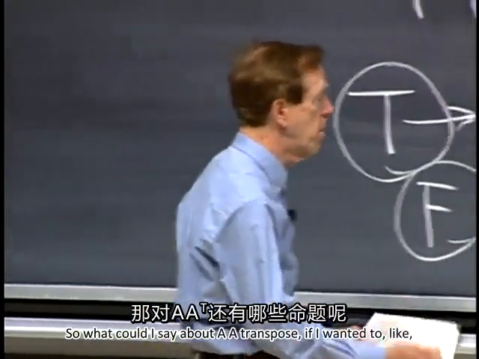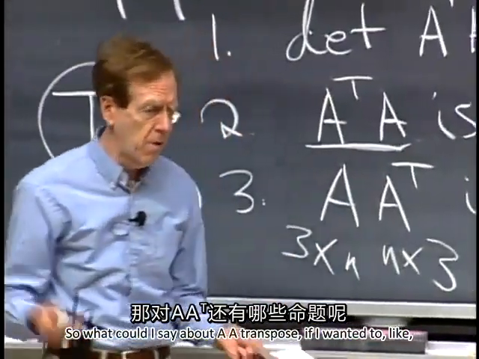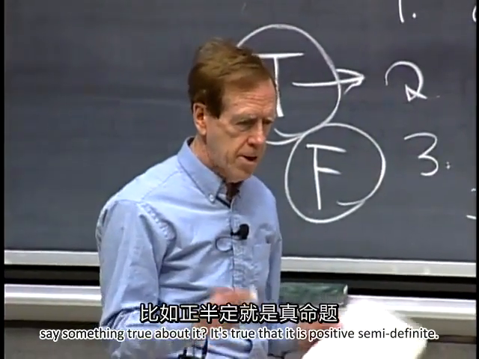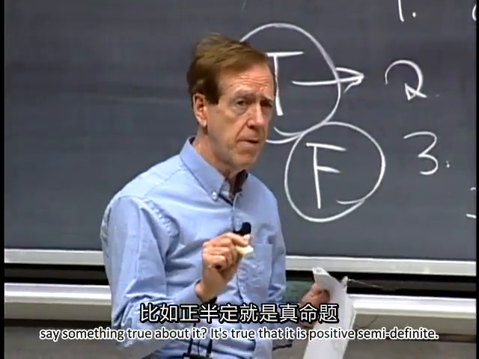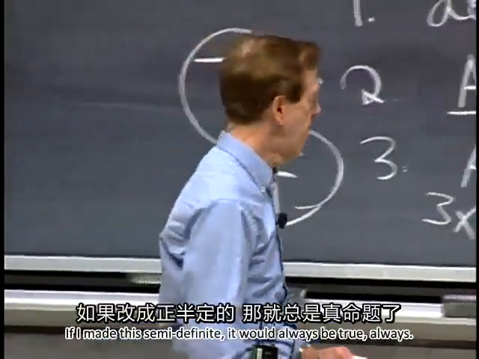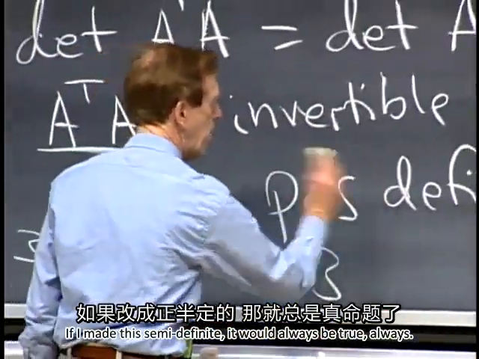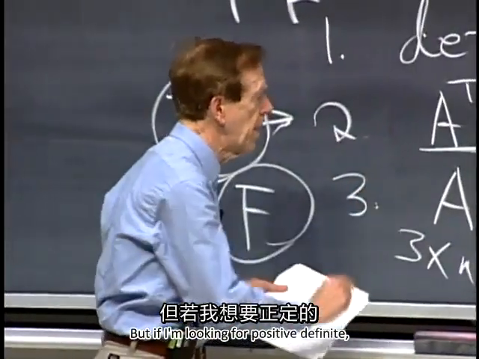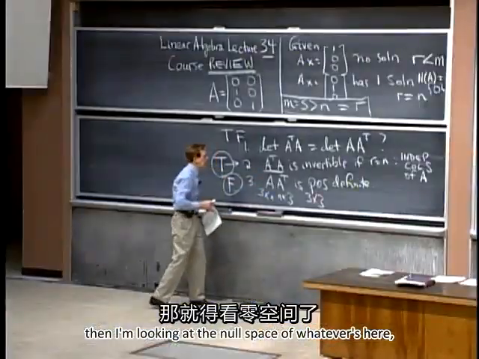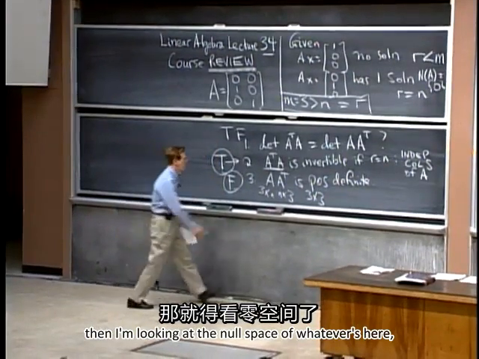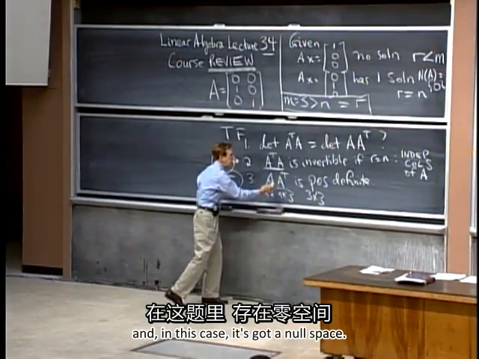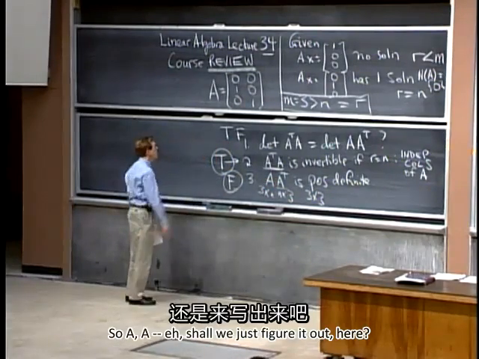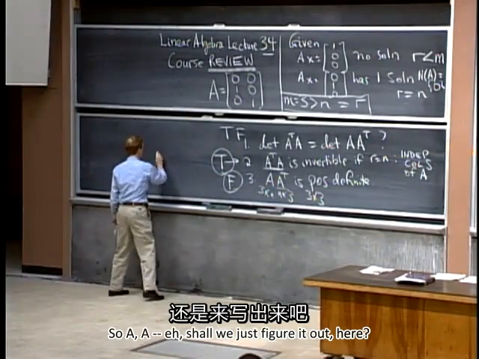So what could I say about AA transpose if I wanted to say something true about it? It's true that it is positive semi-definite. If I made this semi-definite, it would always be true, always. But if I'm looking for positive definite, then I'm looking at the null space of whatever's here, and in this case, it's got a null space.